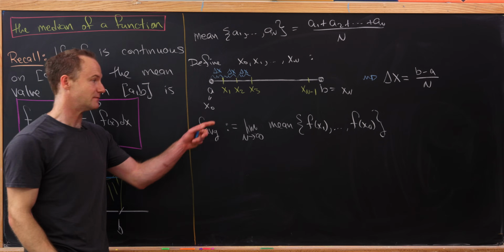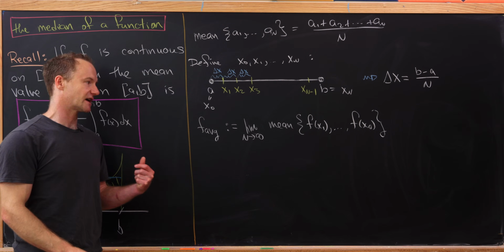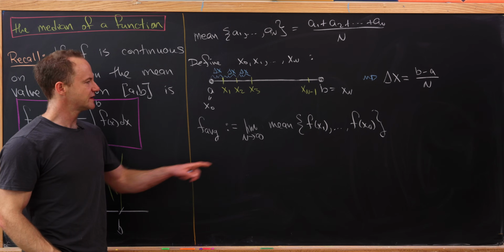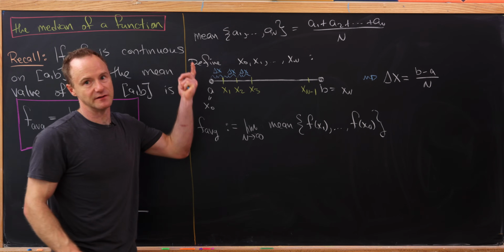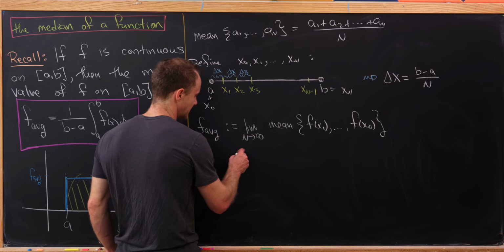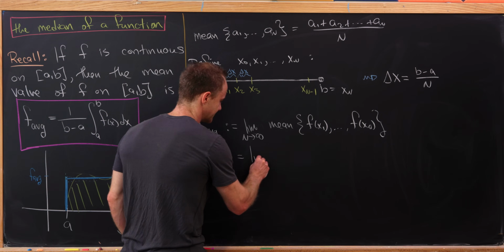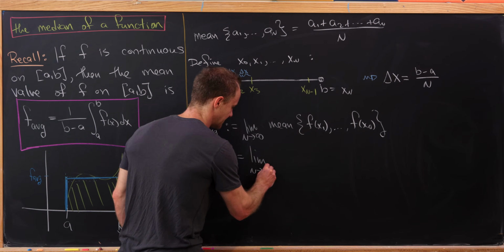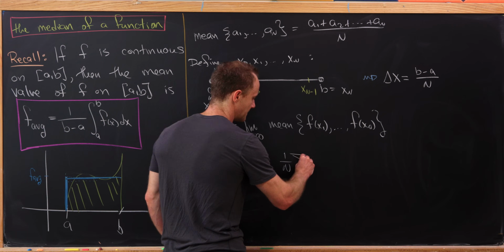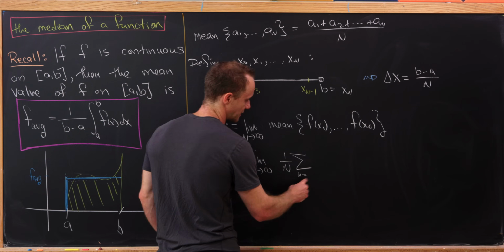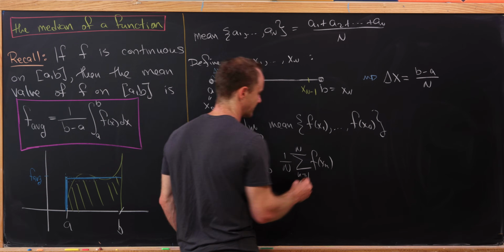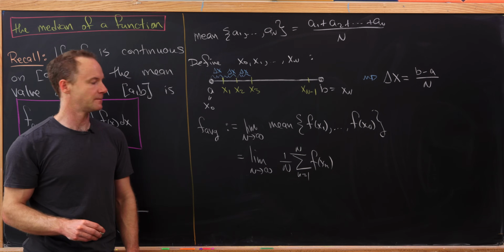So in other words, it's the mean value of f of x sub 1, f of x sub 2, and so on and so forth. But notice that we can use the definition of the mean that we well know in order to write this in a nicer way. So this is the same thing as the limit as N goes to infinity of 1 over N, and then the sum as n goes from 1 up to capital N of f of x sub n.